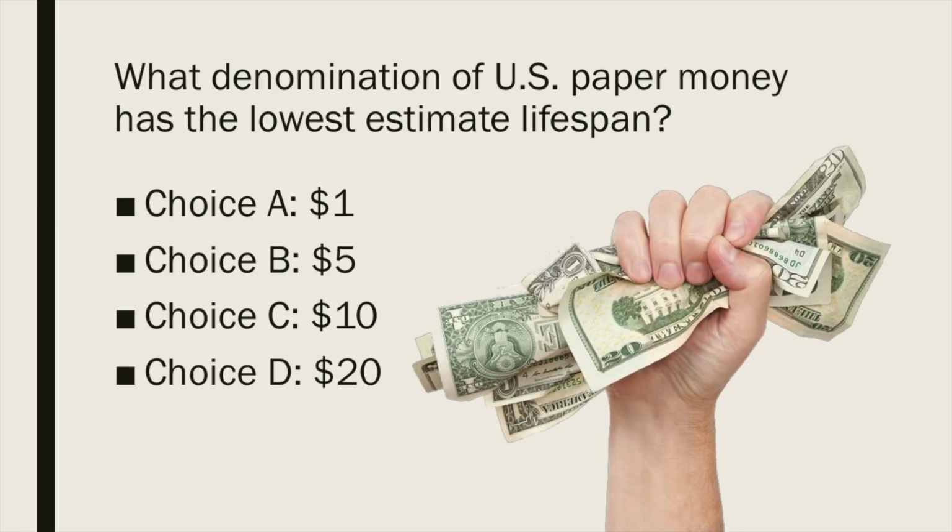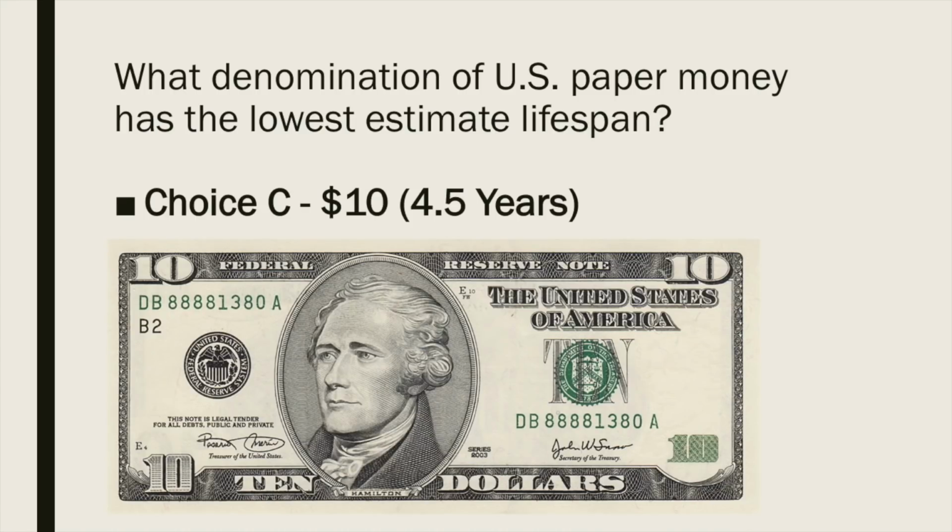And here's kind of a tricky one. You may not know it, but I thought it was a really cool fact, so I decided to include it. What denomination of U.S. paper money has the lowest estimated lifespan? Choice A, $1, choice B, $5, choice C, $10, and choice D, $20. I was a little bit surprised at this answer, and it is choice C, $10. They're on average around for 4.5 years. I would have thought it was $1 or $5, but in fact, it's the $10 bill.